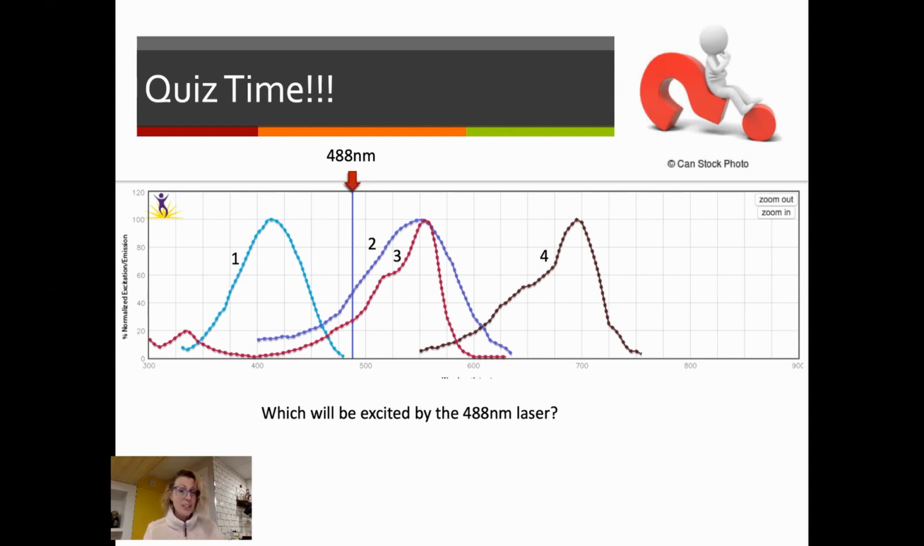The laser line should cut somewhere through that excitation range. So if you said 2 and 3, you are correct. Fluorochromes 2 and 3 can be excited by the 488 nanometer laser because their excitation profile is within the range of that laser.